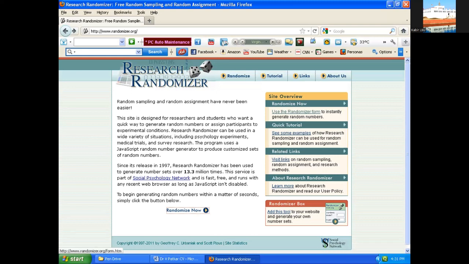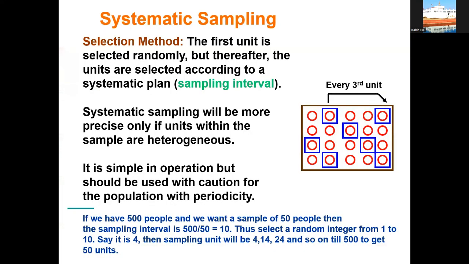So site overview, then quick tutorials, then the related links have been given, then about research randomizer. So these are given on the website also. Anyone who is more interested in doing research can go through these sites, and he can make a deeper study of that also.